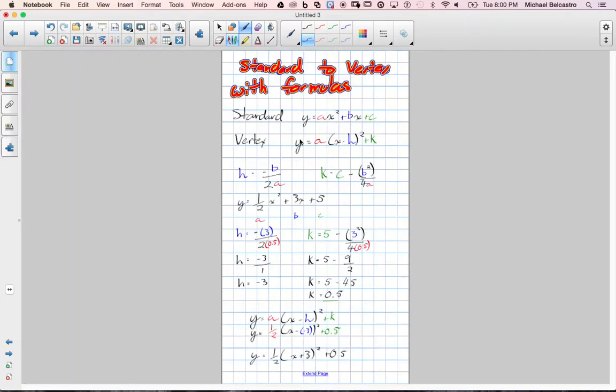So if you can memorize or write down those two formulas, instead of completing the square, you can just plug them in and plug those values into your vertex form.